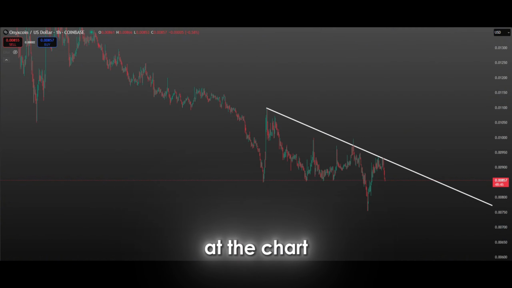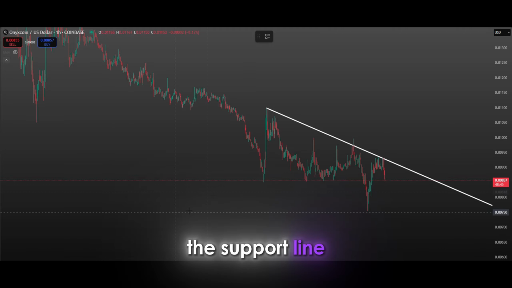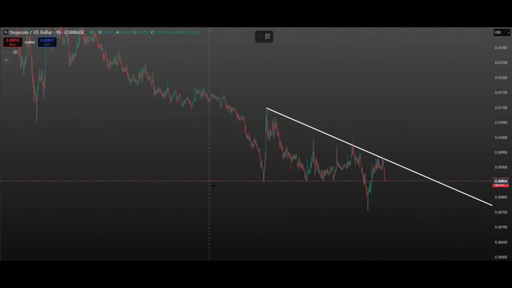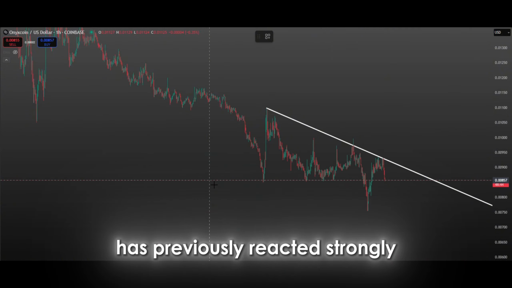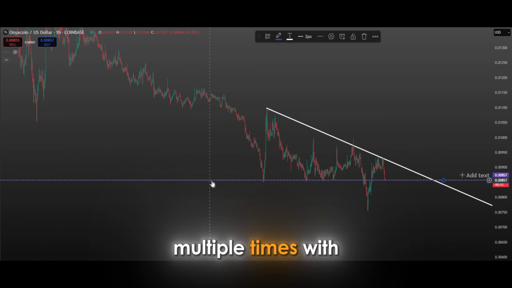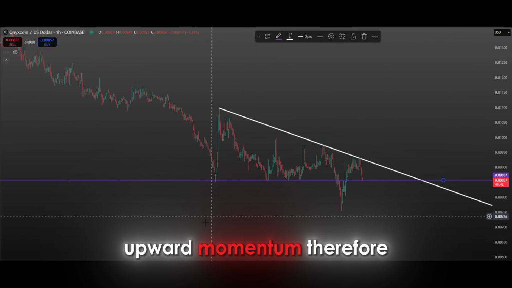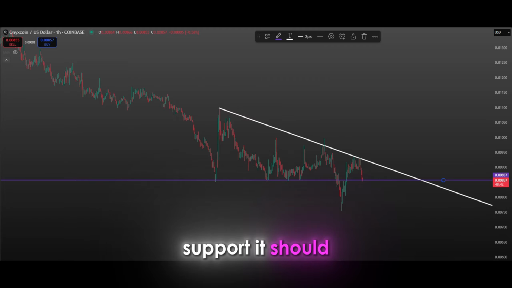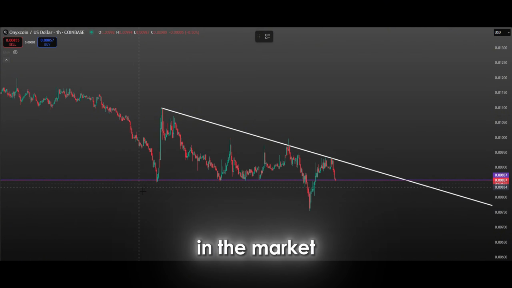When we take a closer look at the chart, as I highlighted in my previous technical analysis video, the support line that the price is currently trading above is in a very critical and strategic position. This level is not only a technical support point, but also a region where the price has previously reacted strongly multiple times, with buyers stepping in heavily and the market changing direction to gain upward momentum. Therefore, rather than viewing this level as just a regular support, it should be seen as a point where investor emotions and psychology intensify, and a significant consensus has formed in the market.